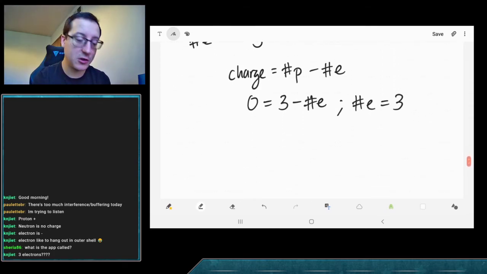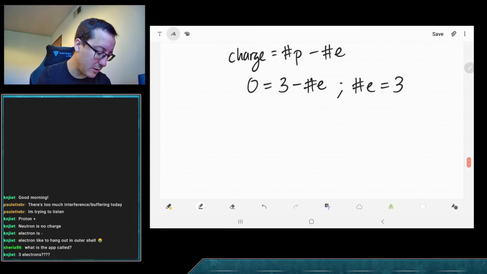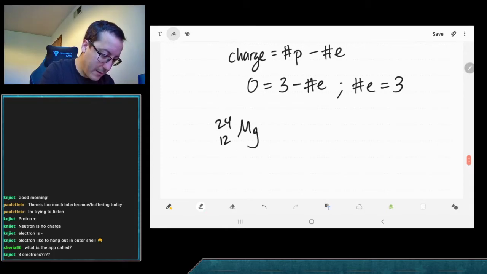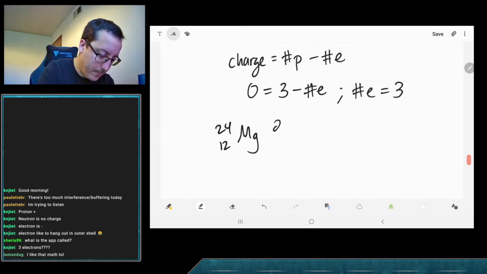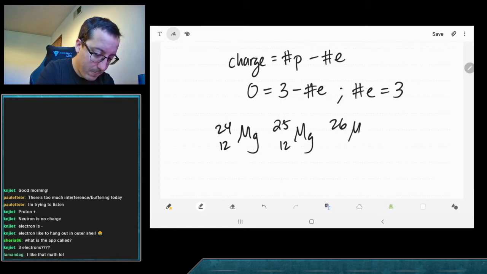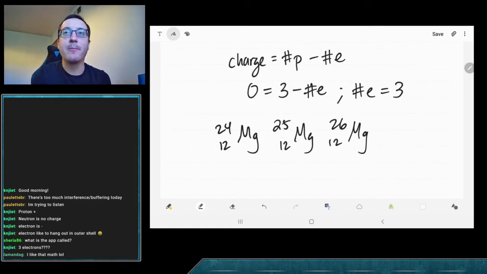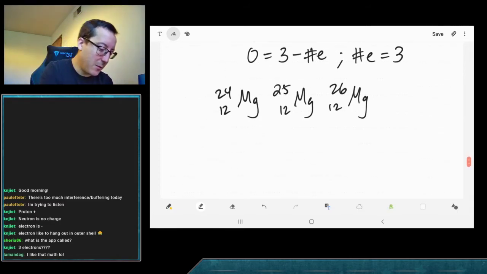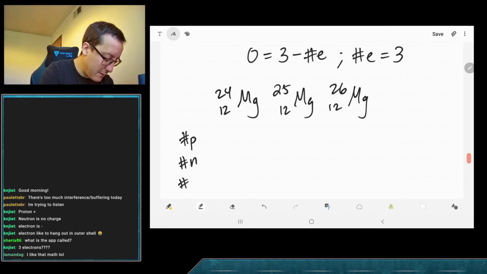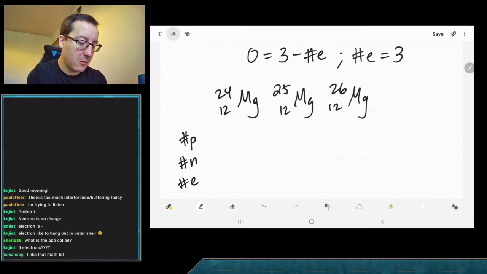Let's go ahead and do quite a few more examples. Yeah, that math is easy, right? We can do this math. And we can look at the number of protons, number of neutrons, and number of electrons here. Okay, so let's go ahead and do it.